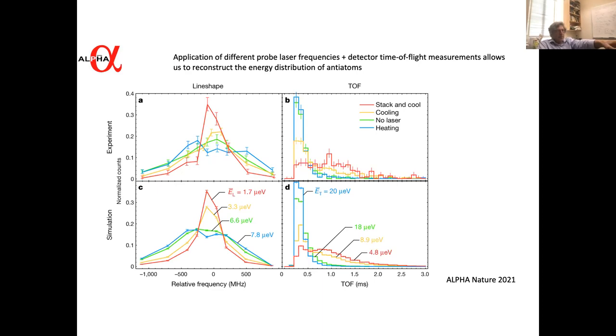That 4.8 number represents the temperature, 4.8 microelectron volts, versus 20 microelectron volts, where mu is micro, 10 to the minus 6. So looking in D, you had 20 microelectron volts here for the mean temperature and 4.8 here. That means it got colder. Similarly, your line width here got smaller. So that's showing you that you actually did some cooling. Okay, good.